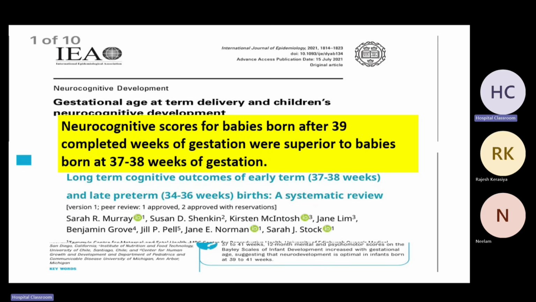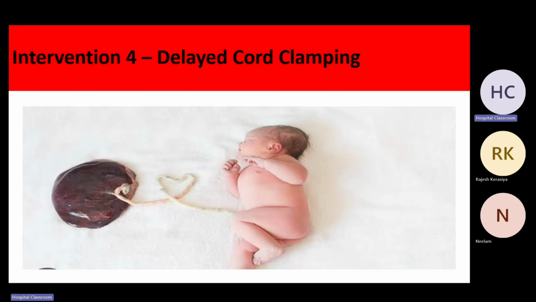It happens many times that because the mother wants to bring the baby out and the obstetrician is also happy to bring the baby out, they electively plan a CS at 36, 37 weeks and bring the baby out. Even if the child may not require NICU admission, ICU support or anything, those 2 weeks of extra stay in utero will help to improve the neurocognitive outcome of the child.